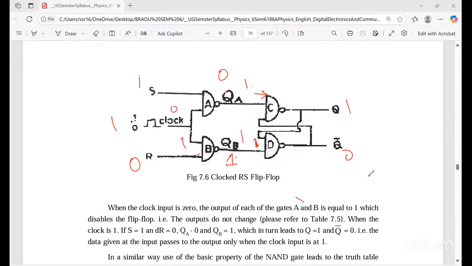So here the data which is given at the input may pass to the output only when the clock input is high. For low, it does not allow. Getting my point? Please remember this.